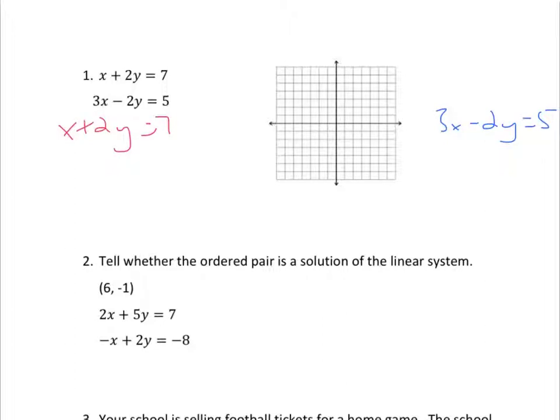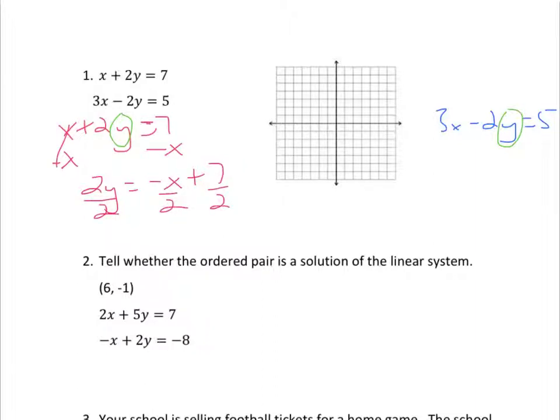Okay, in order to graph a line, you've got to turn it into y equals mx plus b. You've got to get the y by itself. So we want to isolate these y's, get them by themselves, and then we can plot them on the coordinate plane. So in order to get this y by itself over here on the left, first I need to subtract x from both sides. So you're left with 2y equals negative x plus 7. But we still have this 2 here, so you have to divide that off.